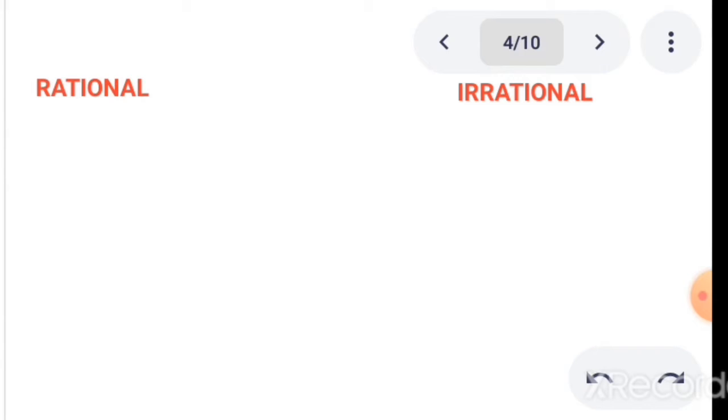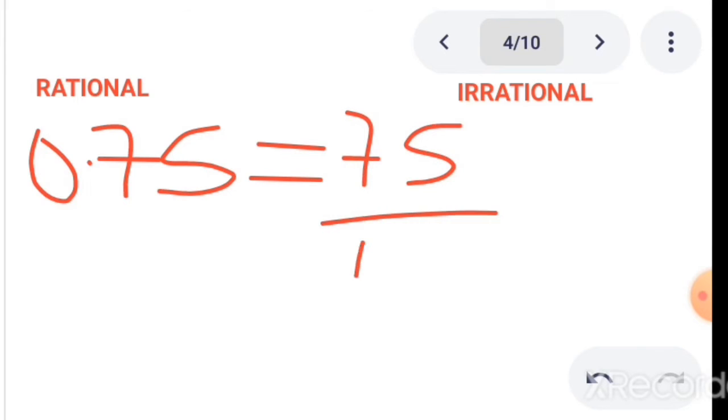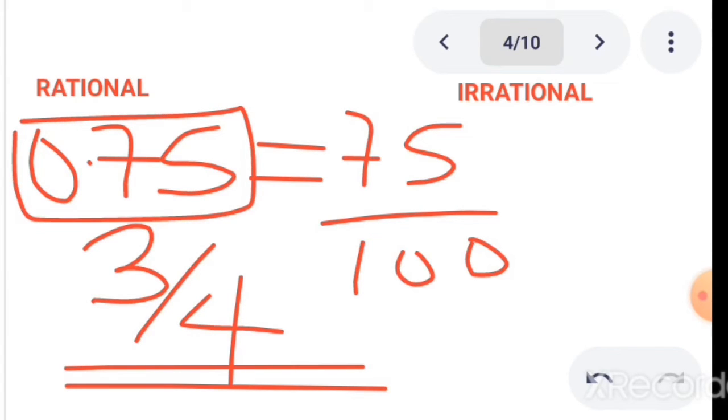What if we had a decimal? For example, we had 0.75. Can it be expressed as a ratio of two integers? Yes, 0.75 can be written as 75 all over 100. And if we simplify 75 over 100, we get 3 over 4. And 3 and 4 are integers which are expressed as a ratio of each other. Therefore, 0.75 is a rational number. Note that all finite decimals are rational numbers. Finite decimals are decimals that come to an end, they do not continue.